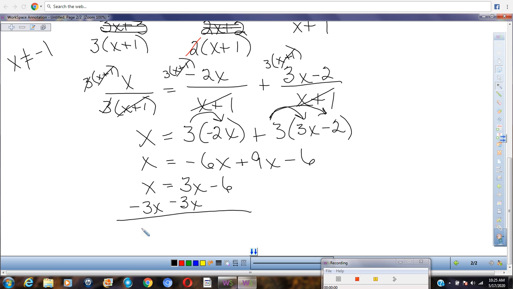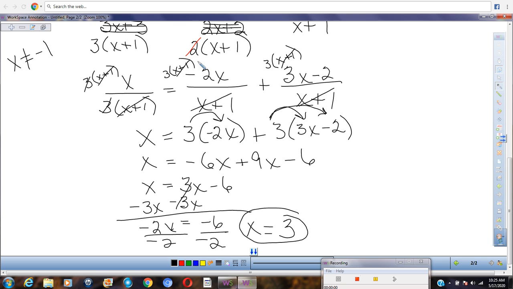X and negative 3x is negative 2x equals negative 6. Dividing both sides by negative 2, x equals 3. And again, we need to check to see, is this one of our restrictions? It is not. So this is a good answer. Now, if you would have missed canceling the top and bottom, it just means when you're all done, you're going to have to probably reduce or have something a little bit smaller.